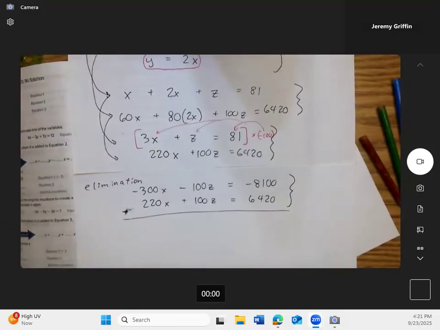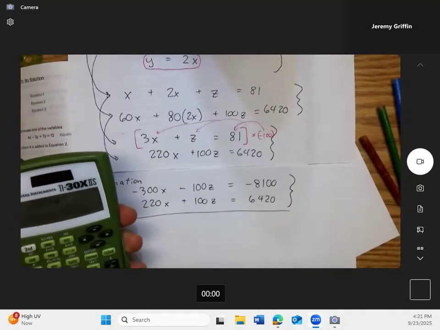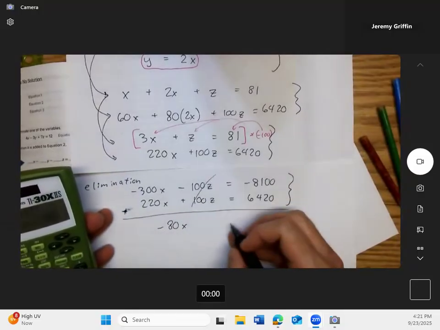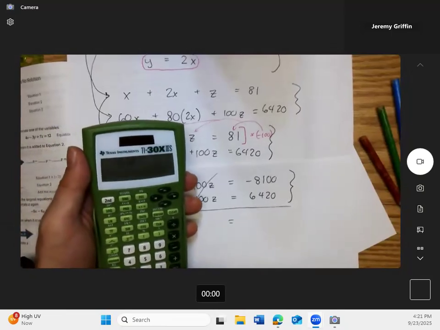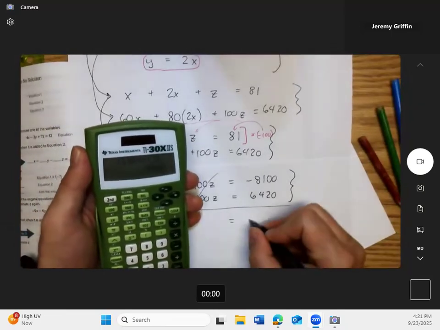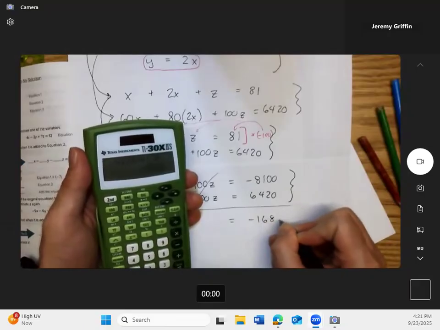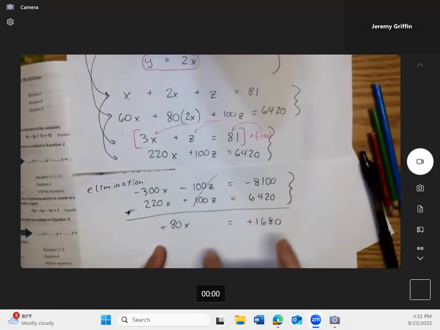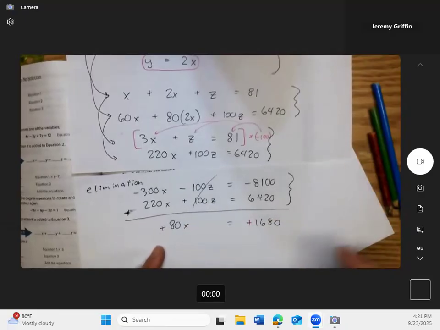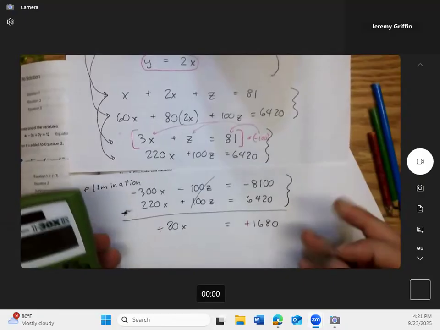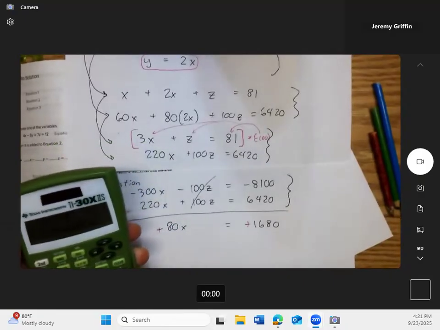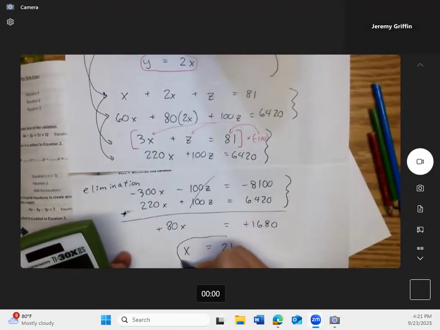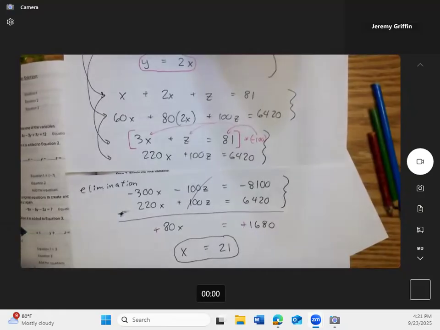Okay, so I'm getting, ooh, this is funny here. What is negative 300 plus 220? So it gives me negative 80x. The z's just go away. And then what is negative 8100 plus 6420? Okay. Ooh, good. So the fact that I'm getting negative, negative, that's good because the negatives cancel, which means I'll have a positive number of memberships sold, which is good, right? So what is 1680 divided by 80? Looks like x equals 21. So there's 21 individual memberships. I know that. Bam, I got a number on the board.